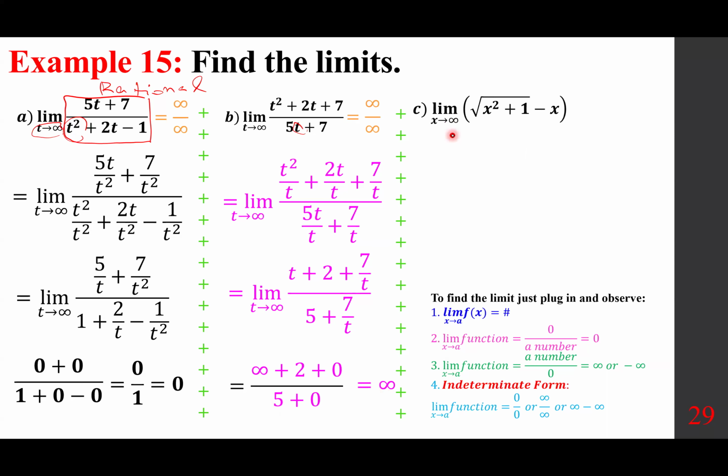All right. The limit of the square root of x squared plus 1 minus x as x approaches infinity. Now, if you plug in, this becomes infinity squared plus 1. The square root of that is infinity. So it's infinity minus infinity.